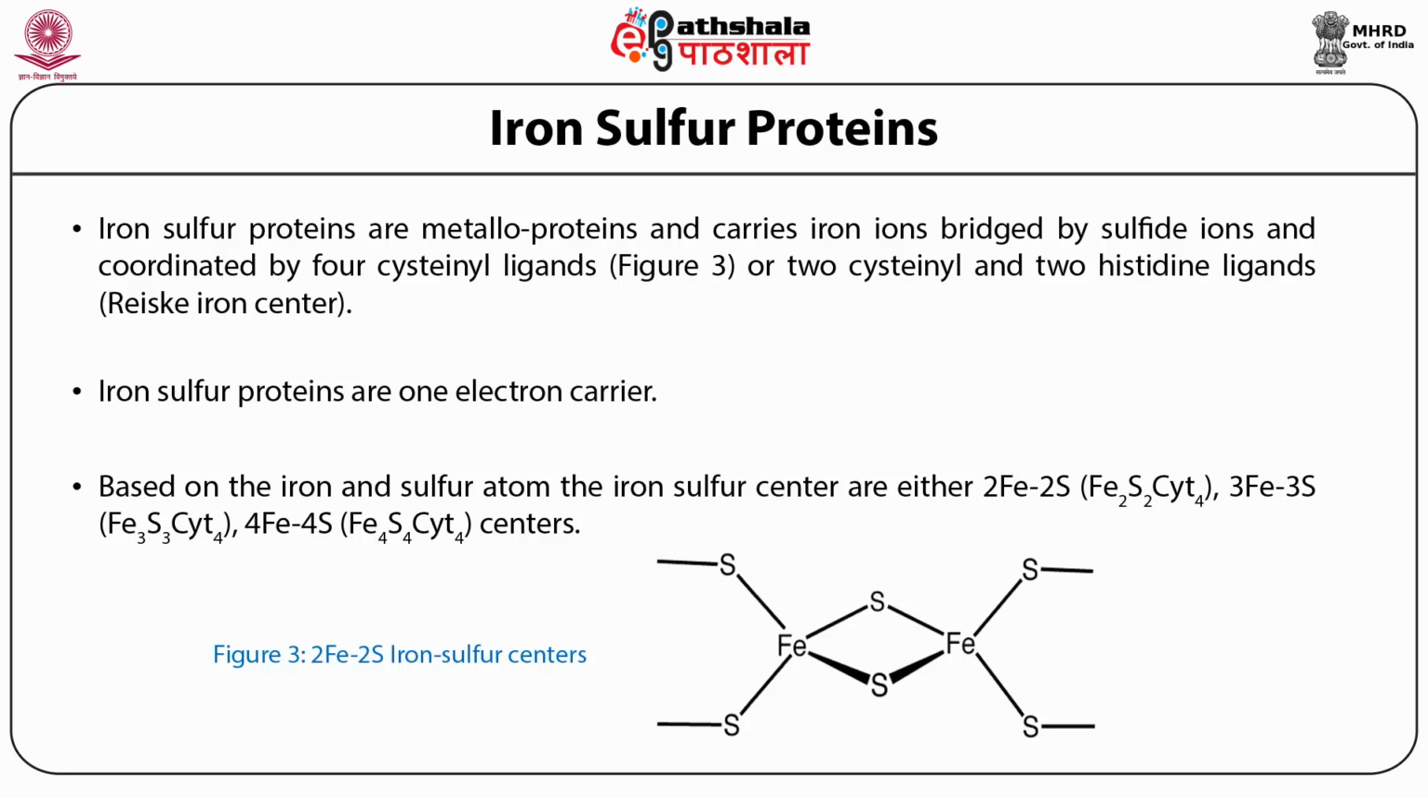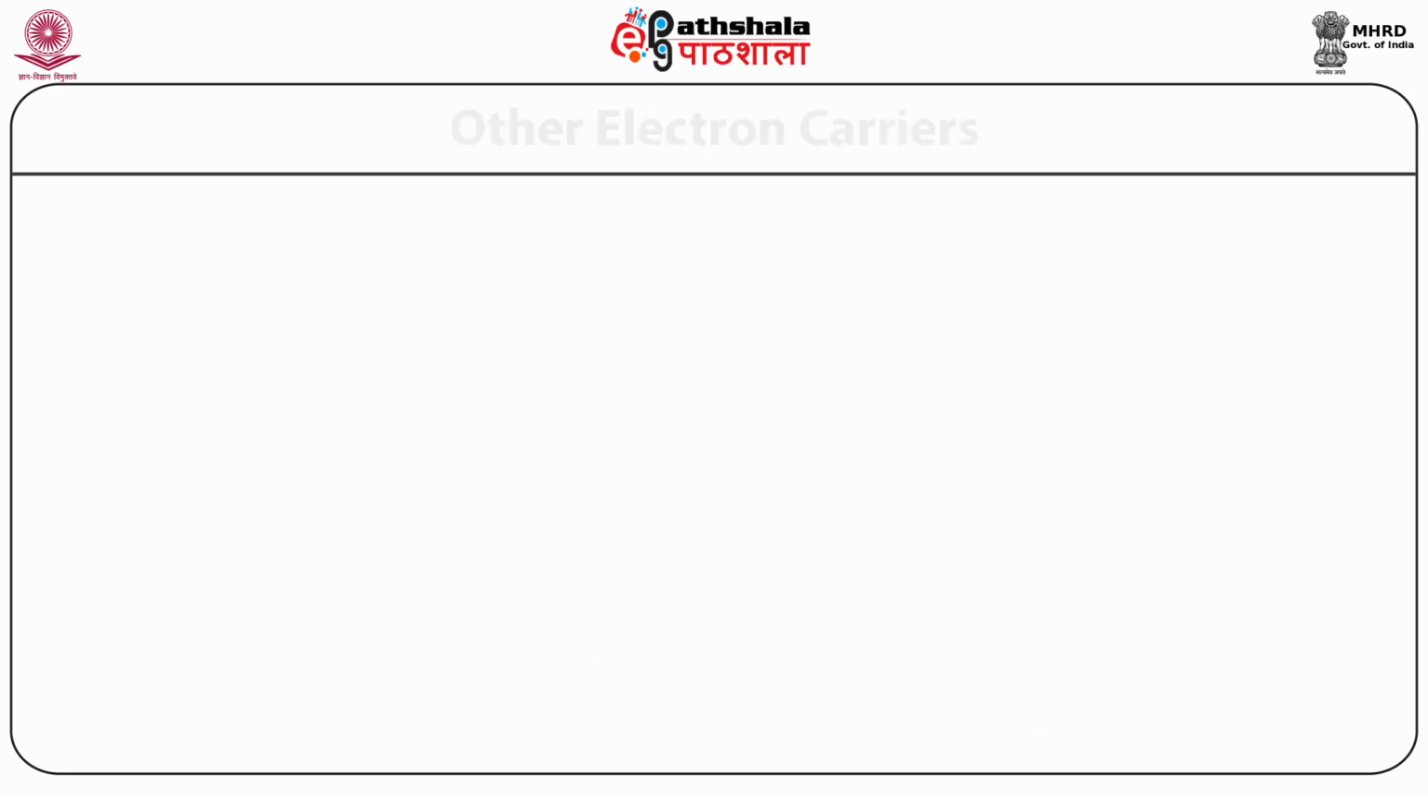It is important to note that when we have the Rieske iron sulfur center, we don't have 4 sulfur from cysteine because we have histidine there. So, we have 2 sulfhydryl groups coming from the cysteine and 2 nitrogens coming from the histidine. Because of the difference in the structure of the Rieske iron sulfur center, it will have a different redox potential as compared to the other iron sulfur centers.